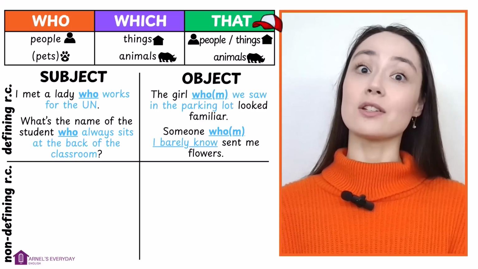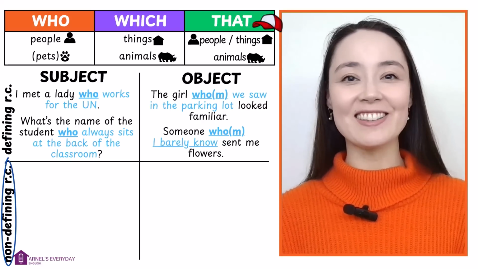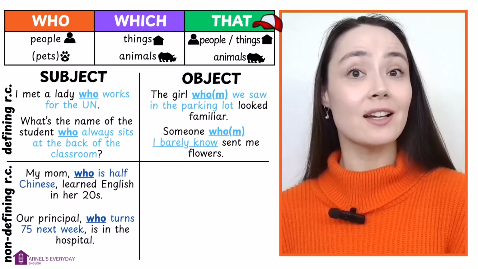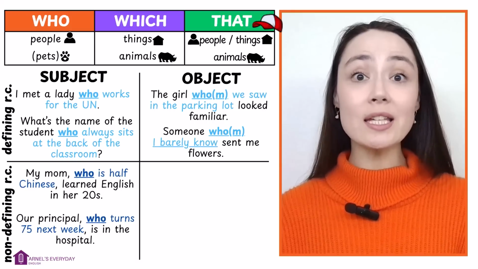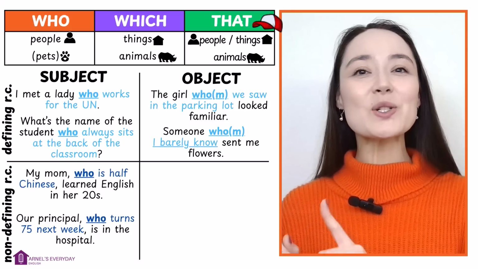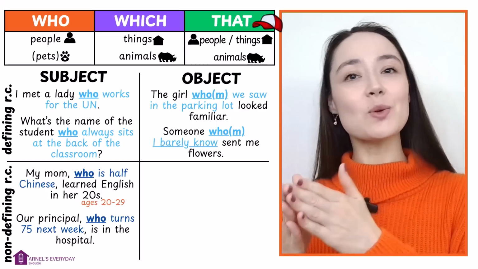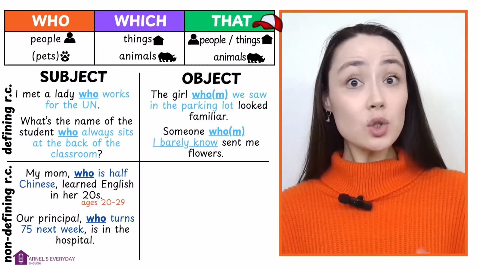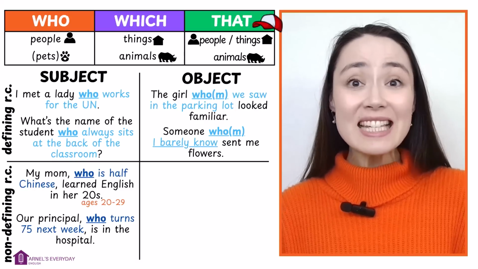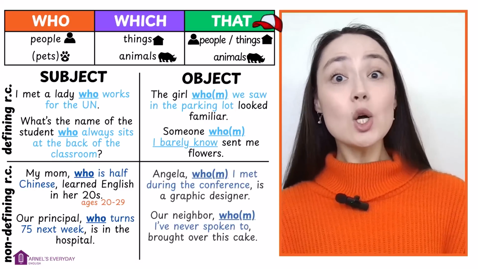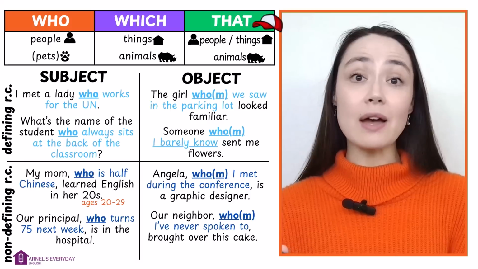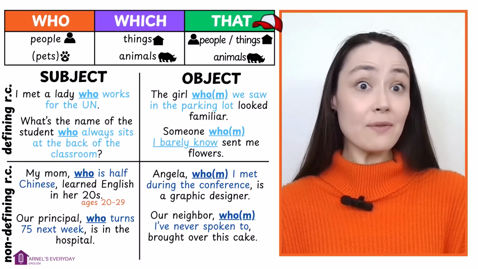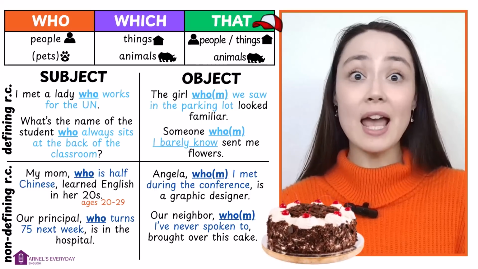You guessed it, non-defining relative clauses. My mom, who is half Chinese, learned English in her 20s. In her 20s means from the ages 20 to 29. Our principal, who turns 75 next week, is in the hospital. Angela, who I met during the conference, is a graphic designer. Our neighbor, who I've never spoken to, brought over this cake.